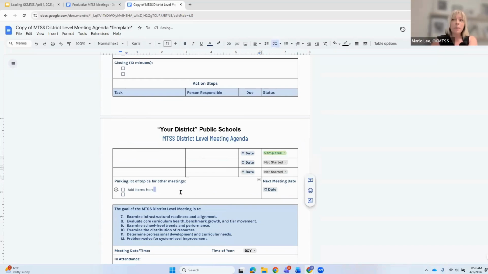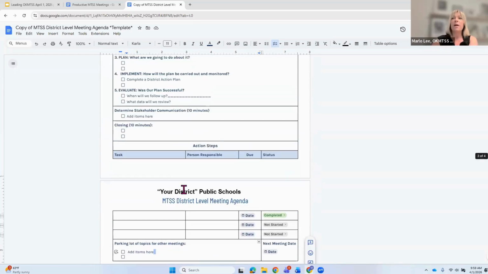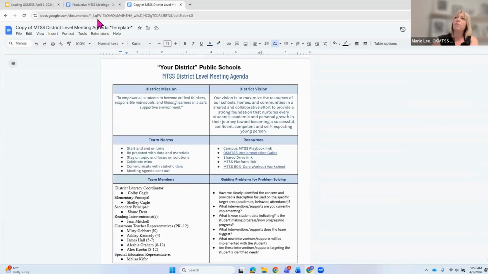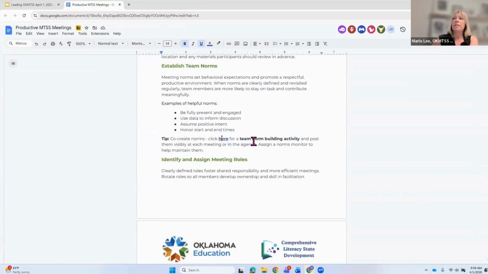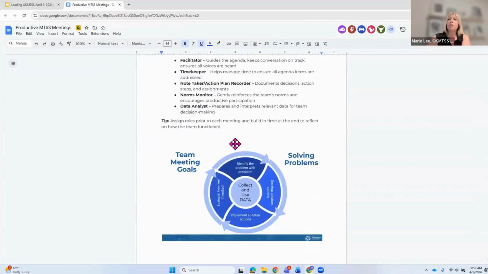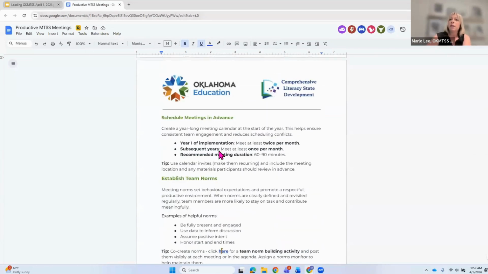Here's the parking lot, my favorite spot, because when my team and I are meeting, we come up with all kinds of things to talk about, but if we don't stick it down here, we might get way off track. It won't be productive. So this is a great place to put those things, like, hey, we'll talk about that later. But anyway, you can customize this. I hope you enjoy that. This is a great way to communicate with other teams as well. And then if you scroll down here, this is the team norm building activity that you can do. It can help, and there are some great tools in there. So I hope that is helpful to you.